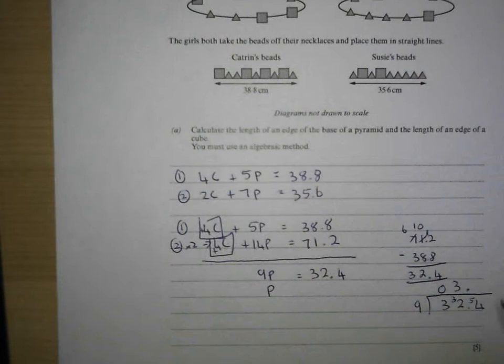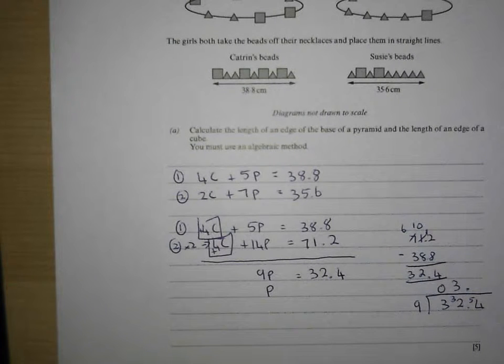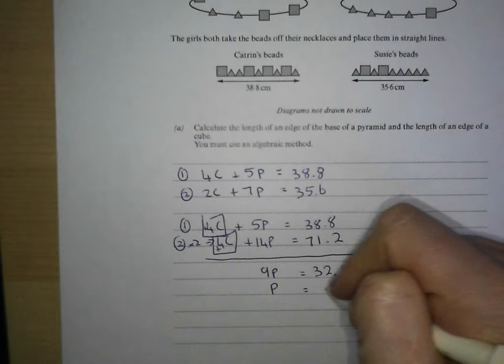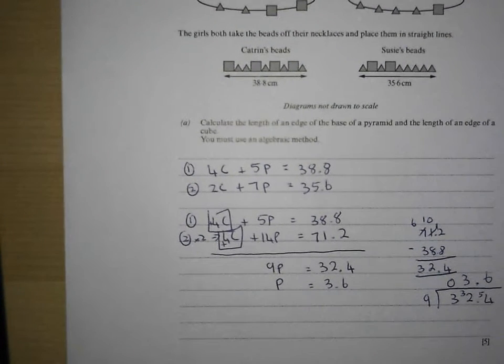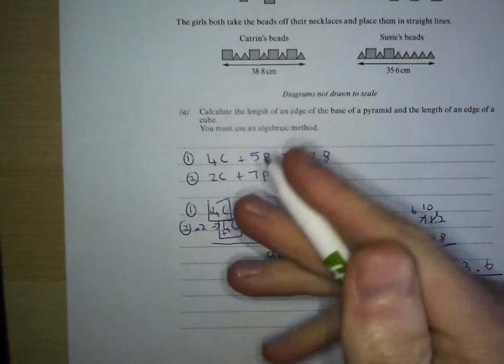Put the point there. How many times does 9 go into 54? 9, 18, 27, 36, 45, 54. 6 times. So I reckon p is 3.6. So that's the base of the pyramid, 3.6 centimeters. Now we've got to work out the cube, so I'm going to use Susie's from the top here.